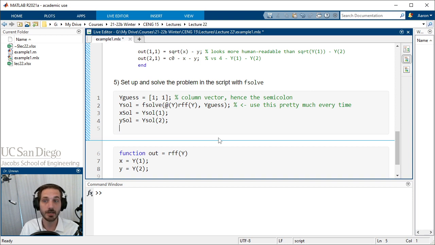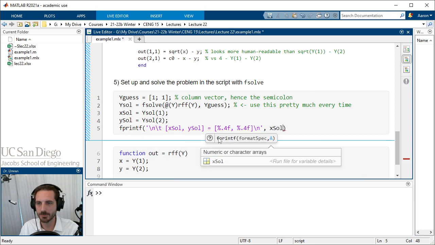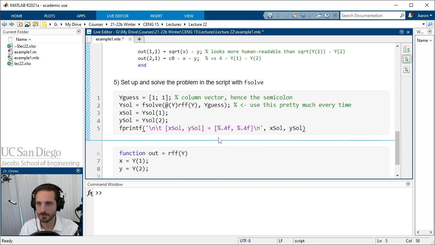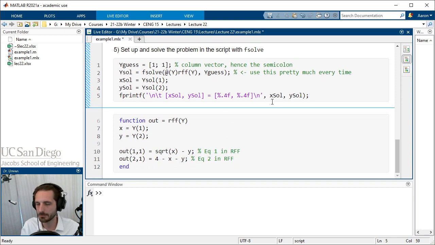And then if you wanted to type out or display the answers somehow, you could use an fprintf. Let's give a new line and then a tab, and say something like xsol and ysol are equal to percentage 0.4f and percentage 0.4f. And then start a new line and say the first one's xsol and the second one's ysol, just as an example of how you can do something with the solutions once you've got them.